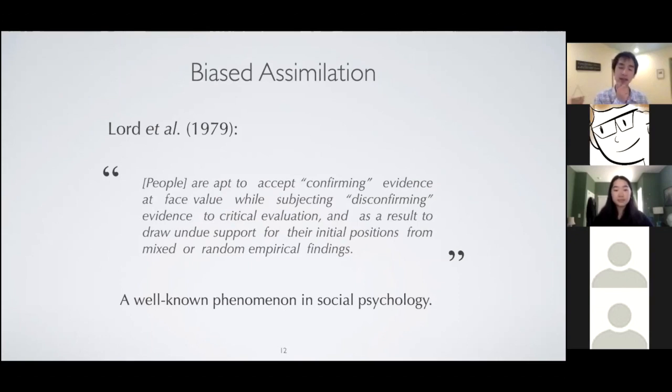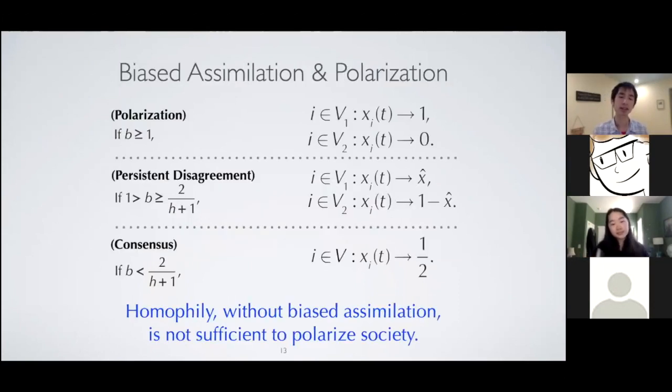So we found a simple way to incorporate this into existing models of opinion formation dynamics. And then we were able to use that to analyze and show that in very simple settings we can understand how bias affects different types of behavior, like consensus or polarization or persistent disagreement. And then also to show that if you just have homophily, you won't necessarily have polarization, but it's when you also have bias that homophily polarizes society.